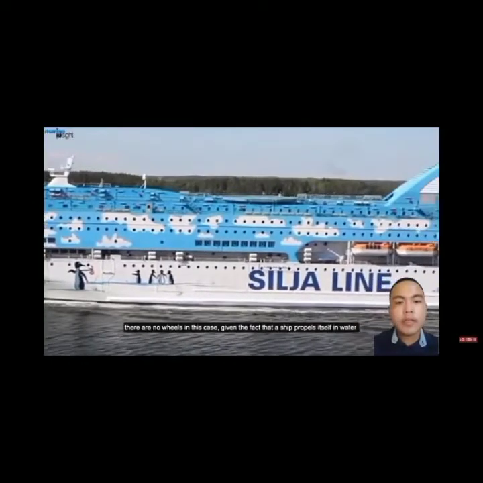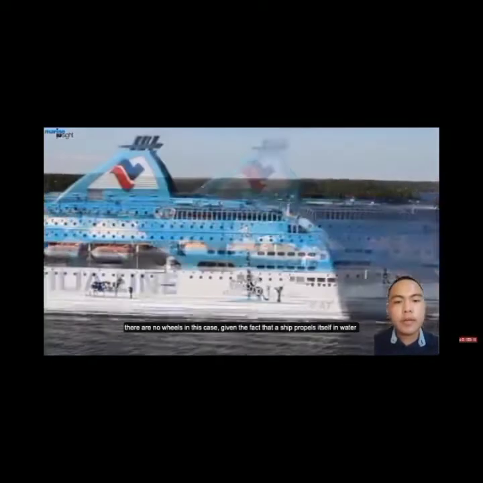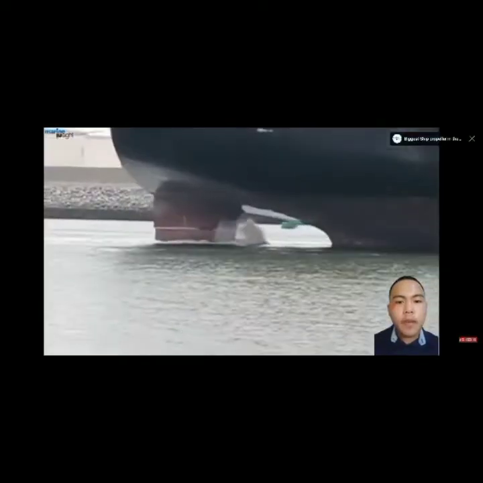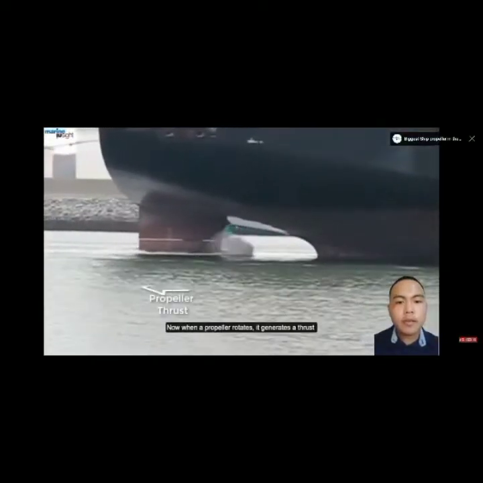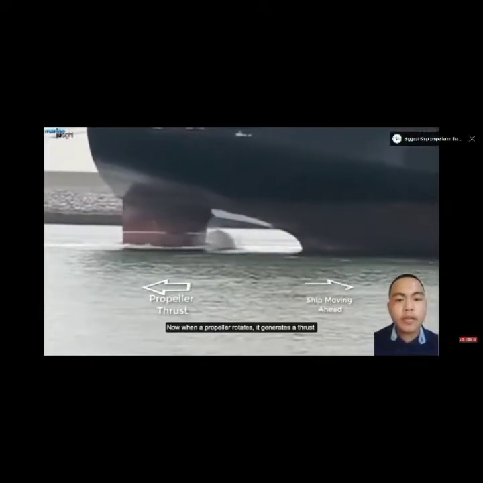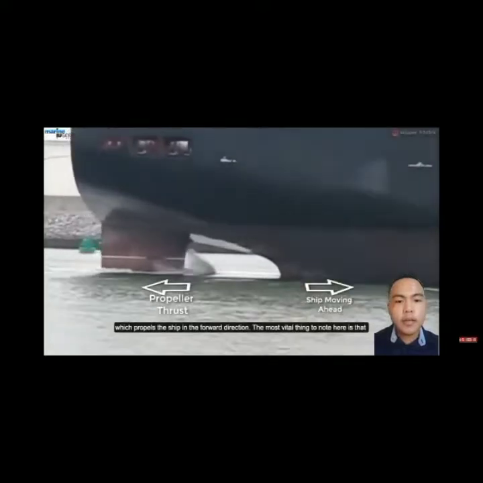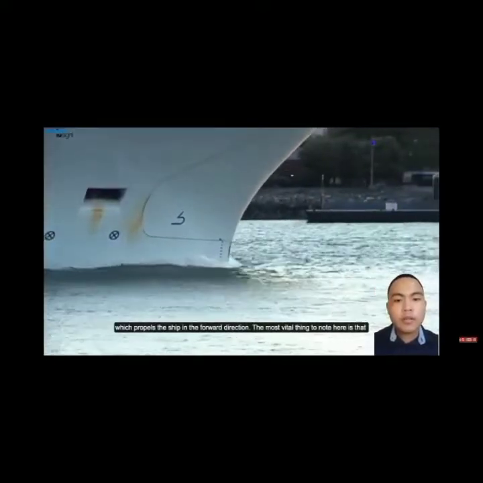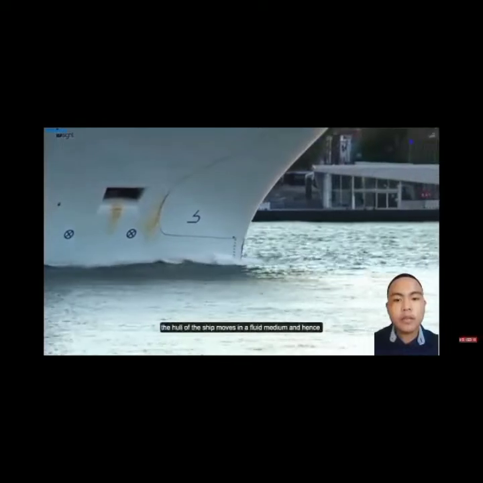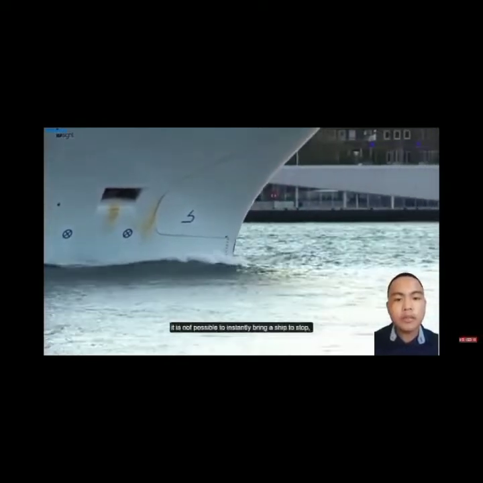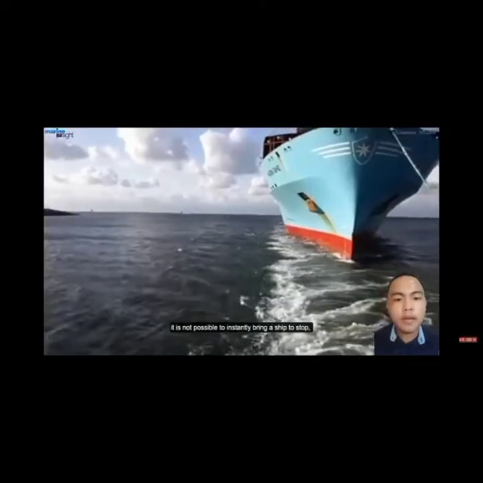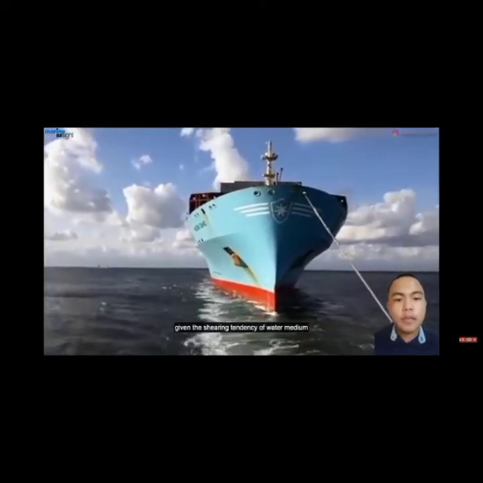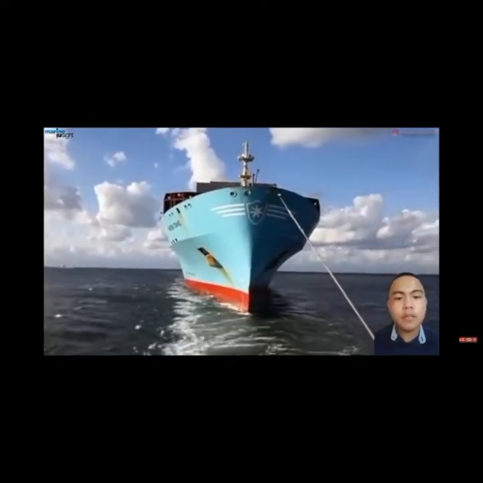A ship is propelled in water by a propeller that is located at its stern. When the propeller rotates, it generates thrust, which propels the ship in the forward direction. The most important thing to note here is the hull. The ship moves in a fluid medium and hence it's not possible to instantly bring a ship to a stop, given the shearing tendency of the water medium.